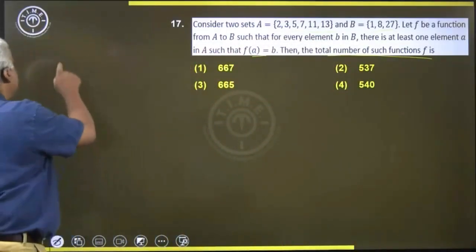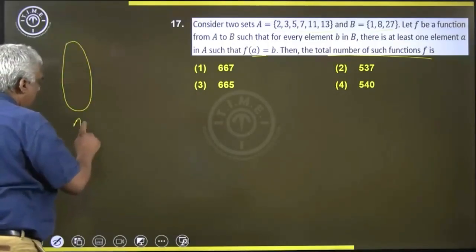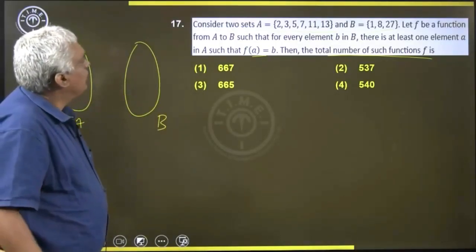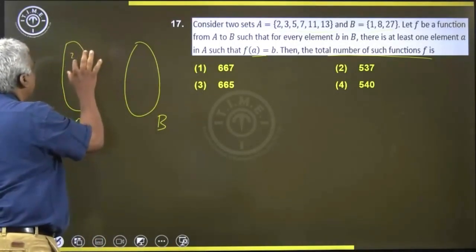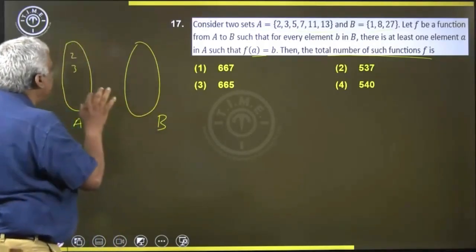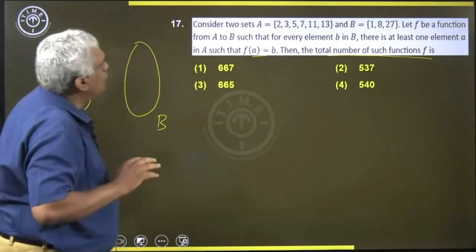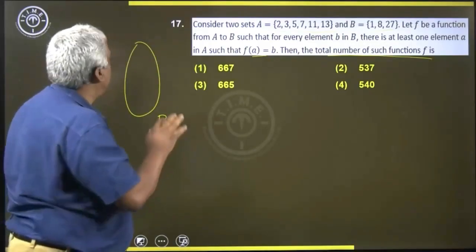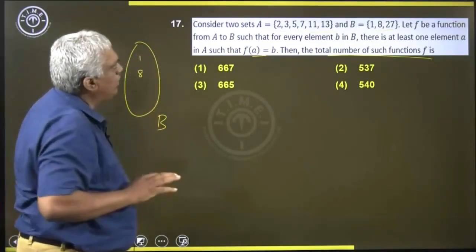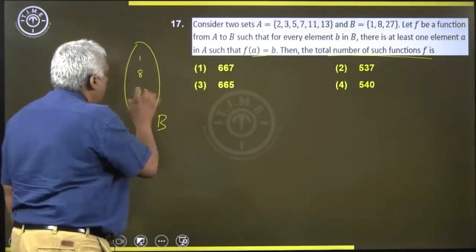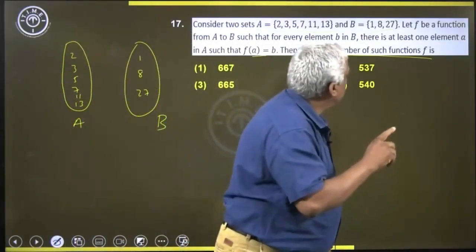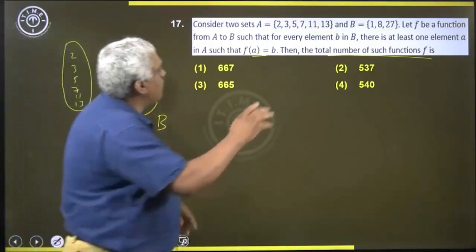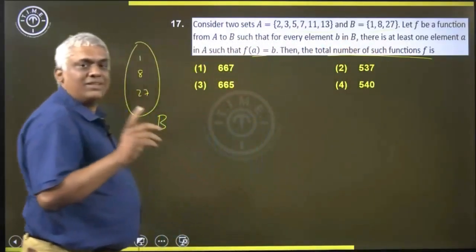Basically, there is a set A and a set B, and we are doing a mapping, a function. Set A has elements 2, 3, 5, 7, 11 and 13. Set B has 1, 8 and 27, and there is a function between A and B such that for every element in B, there is at least one element in A.